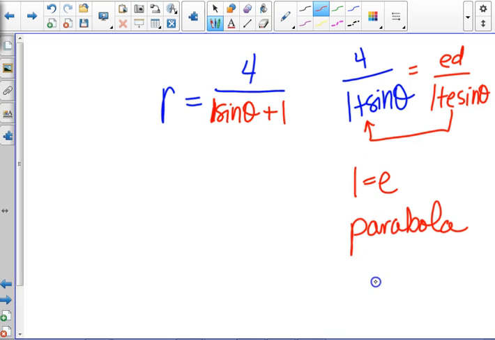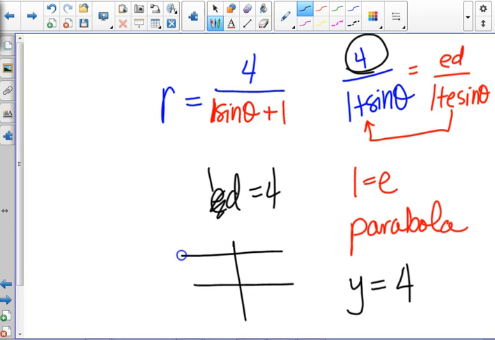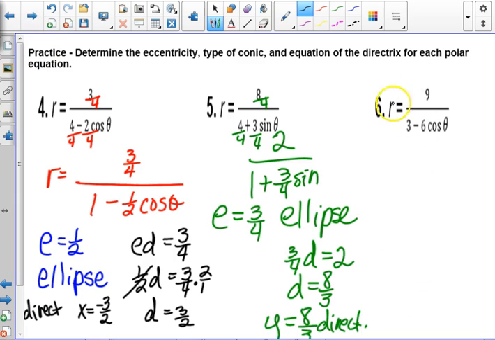What else do we know then? Yeah, if ED up here is 4, and somebody figured out E was 1, then D is 4. So the equation has a sine, and sine is y equals. Do we need a minus? Nope. So the directrix is y equals 4. So y equals 4 is this line up here somewhere. So I'm thinking this parabola looks something like this, okay? We could graph it. Remember we did these, and we'll do some more in a minute. So fiddle around with number 6 for a second.